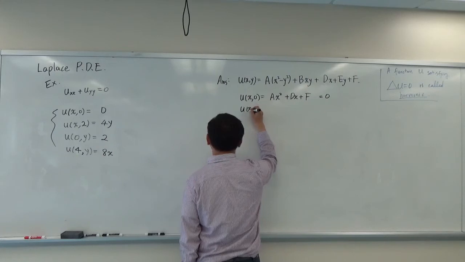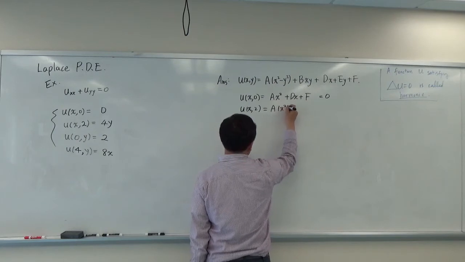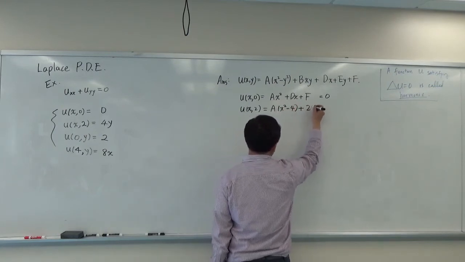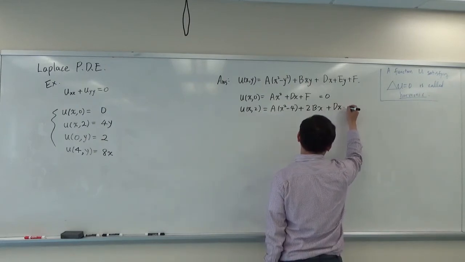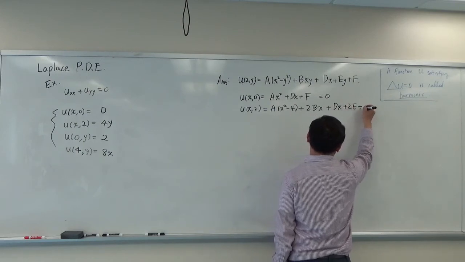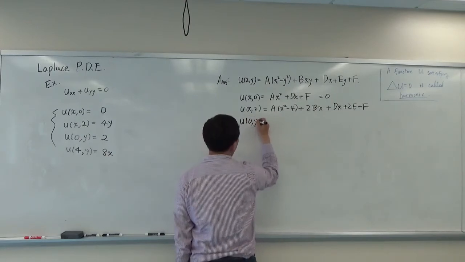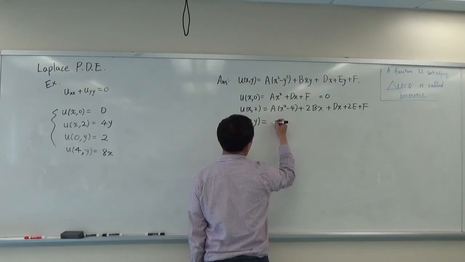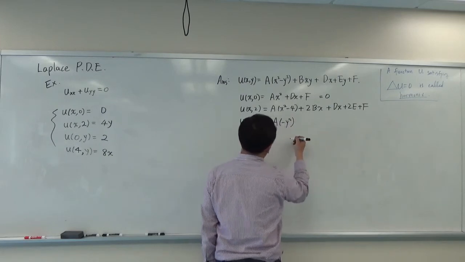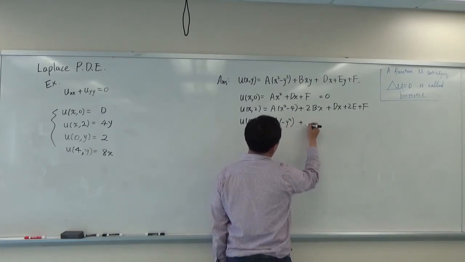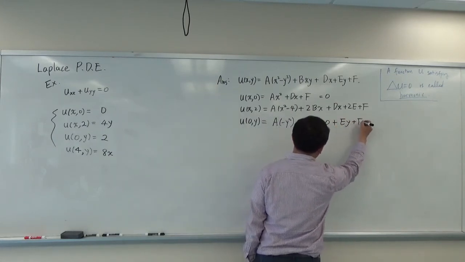Okay, u(x, 2) would be ax squared minus 4 plus 2bx plus dx plus 2e plus f. Okay, and then u(0, y) would be, with 0 in there, a times negative y squared, plus 0 plus 0 plus ey plus f.